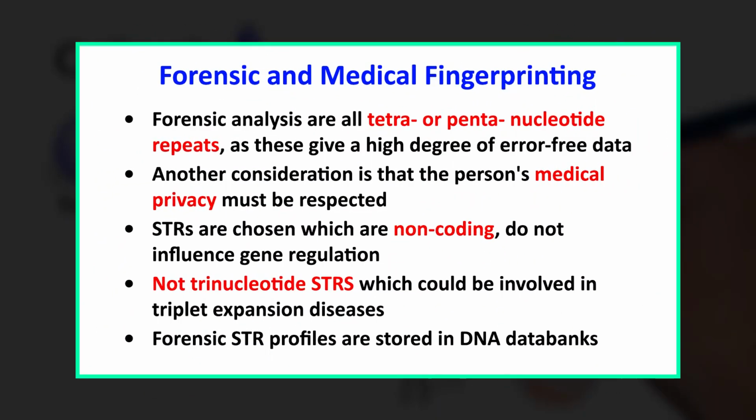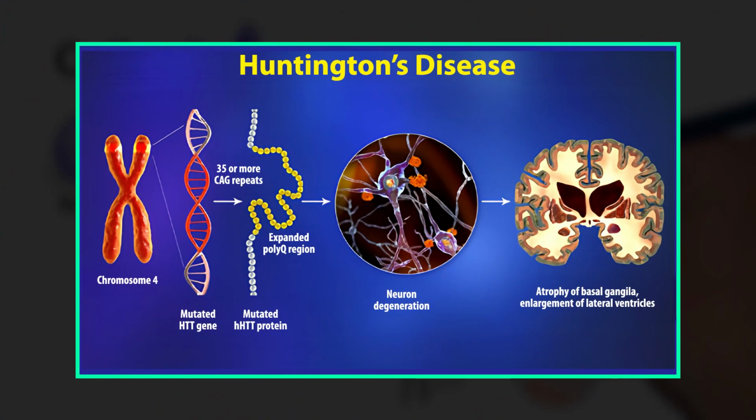Another forensic consideration is that the person's medical privacy must be respected, so forensic STRs, or short tandem repeats, are chosen which are non-coding, do not influence gene regulation, and are not usually trinucleotide STRs, which could be involved in triplet expansion diseases such as Huntington's disease.